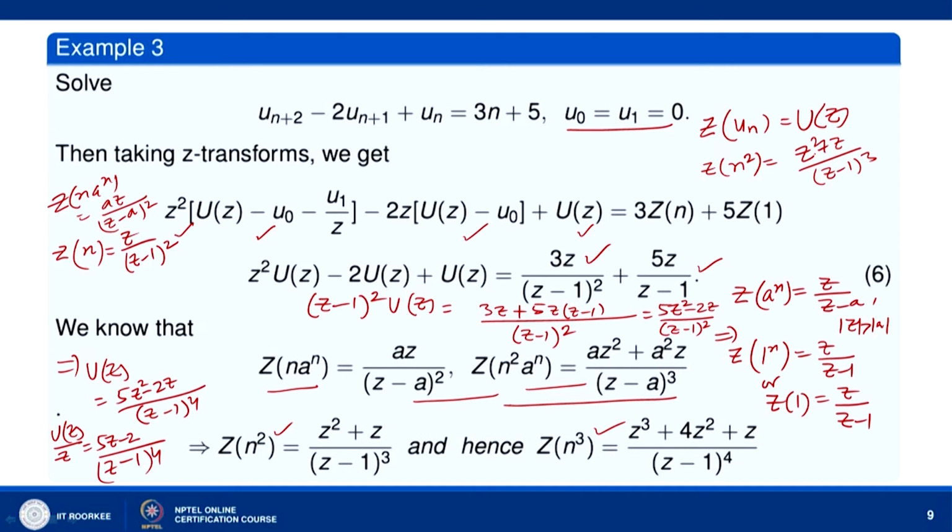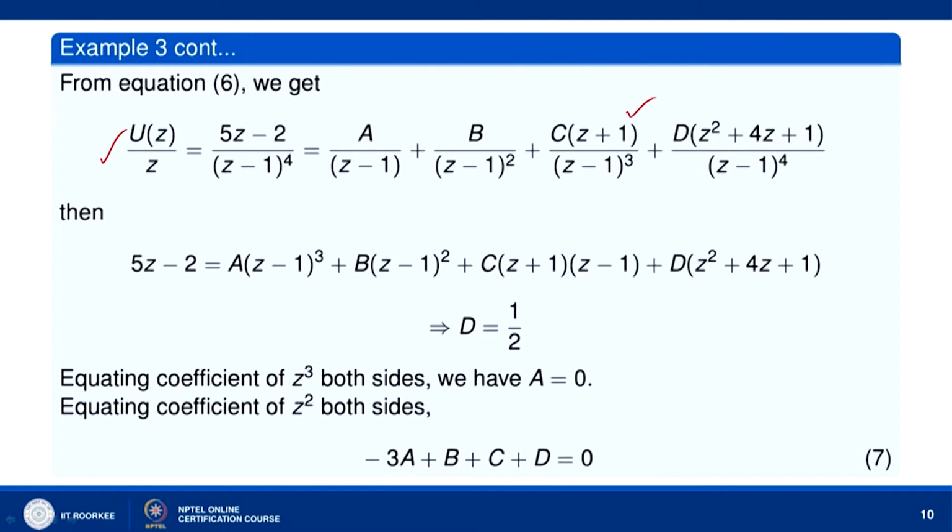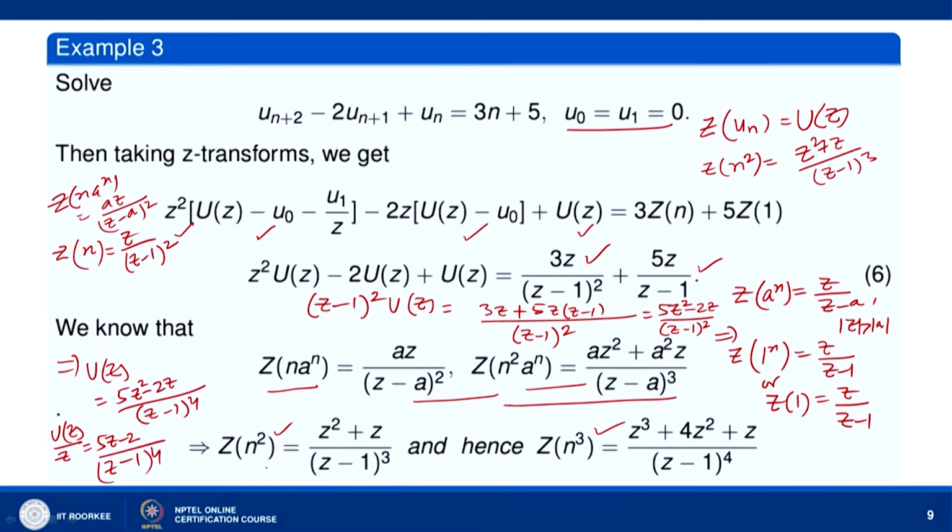Now, 1 z from the numerator we have already taken, in order to write U(z)/z. So, what we need here is that (z + 1) we need in the numerator. So, we write c times (z + 1) over (z - 1) whole to the power 3, and corresponding to (z - 1) to the power 4 you need this formula, Z of n cube. Now, the value of Z of n cube can be found easily from the recurrence relation for Z of n to the power p.